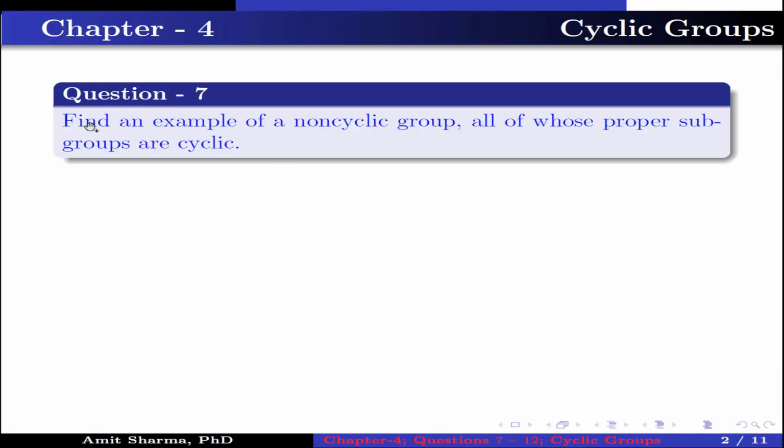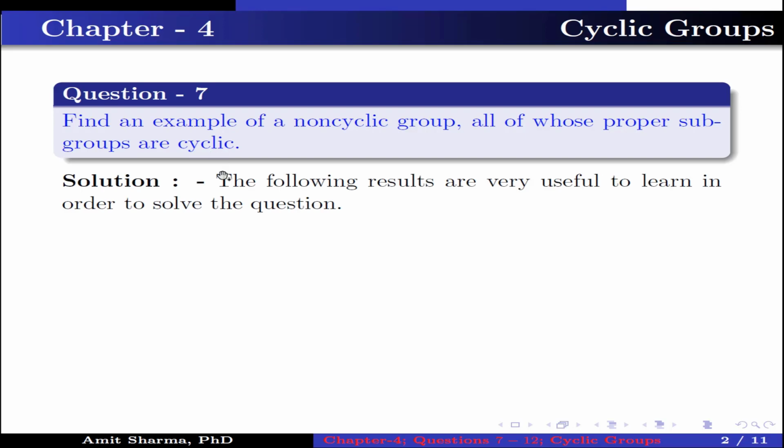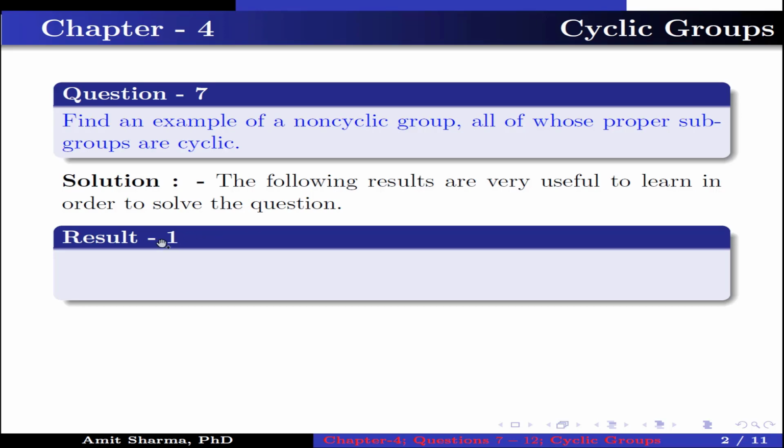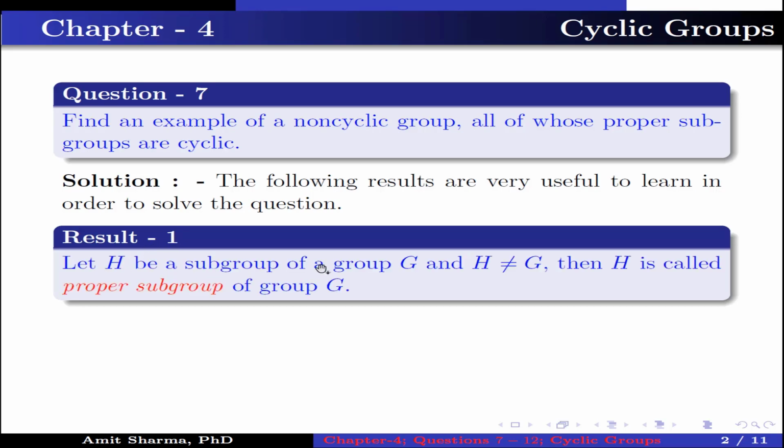Question number 7. Find an example of a non-cyclic group, all of whose proper subgroups are cyclic. The following results are very useful to learn in order to solve the question. Result number 1. Let H be a subgroup of a group G and H is not equal to G, then H is called a proper subgroup of the group G.